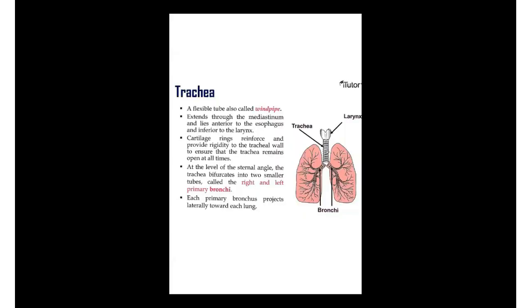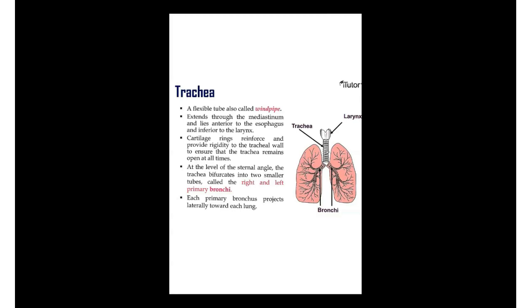So now coming to your trachea. The trachea is a flexible tube and is also called your windpipe. It extends through your medial sternum and lies anterior to your esophagus. The medial sternum is the mid of the sternum, and from there it moves downward.